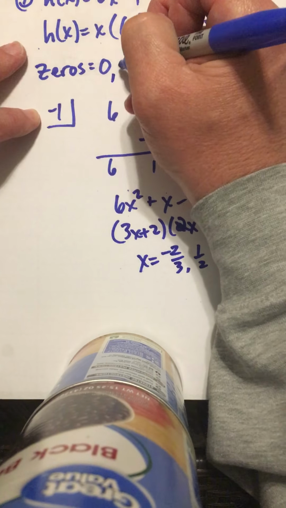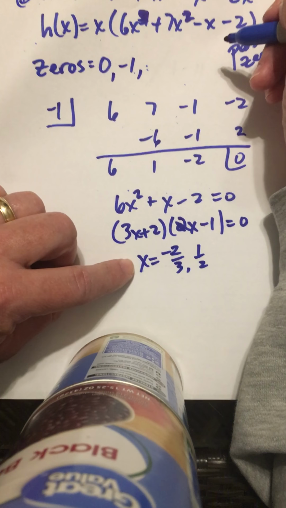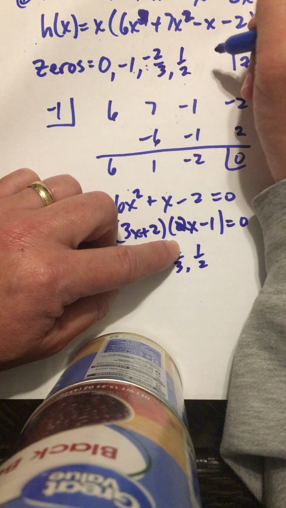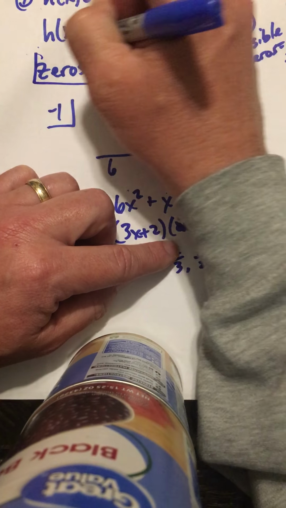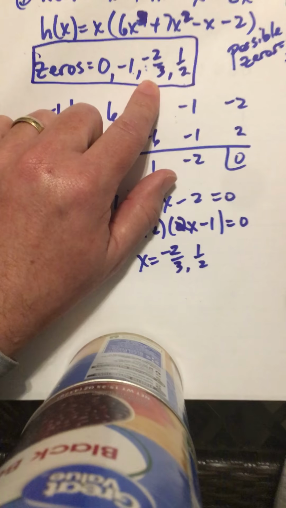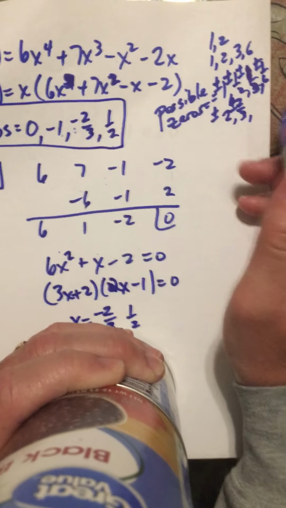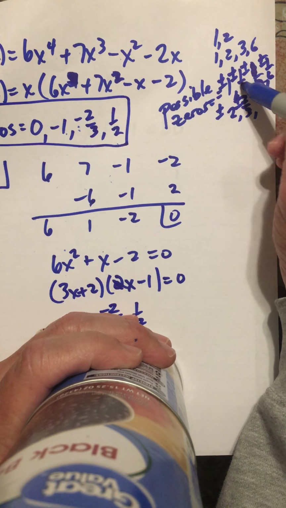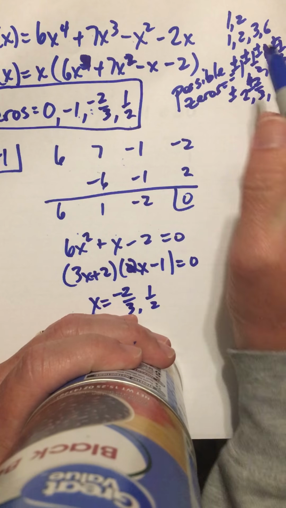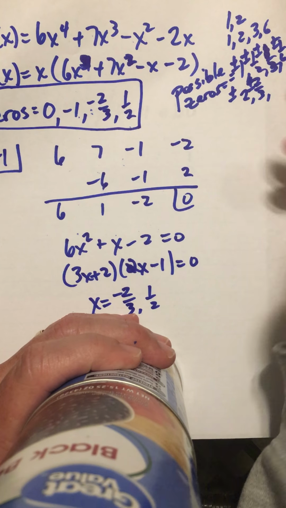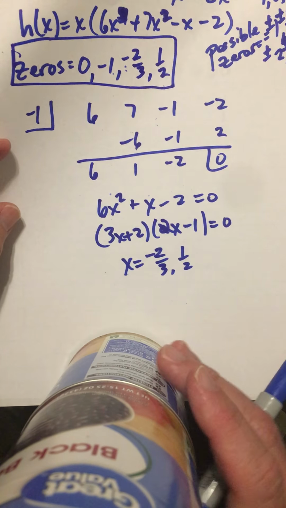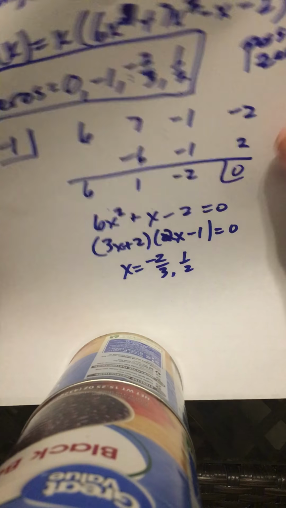So we got -1 using synthetic division, and factoring we got -2/3 and +1/2. These are the actual zeros right here. And notice -2/3 is on my list of possible zeros, so is a +1/2 right there. There are other numbers up here that were possible, they just didn't work out. These are the ones that actually did work out, those 4 right there. Okay? So I'm hoping you understand this. If you have any questions, please let me know.